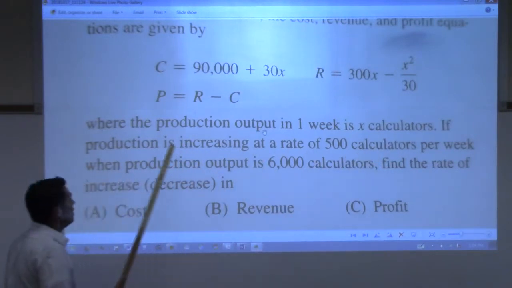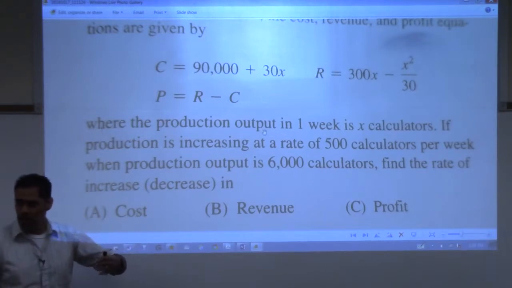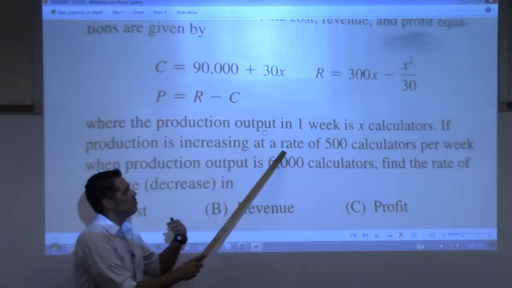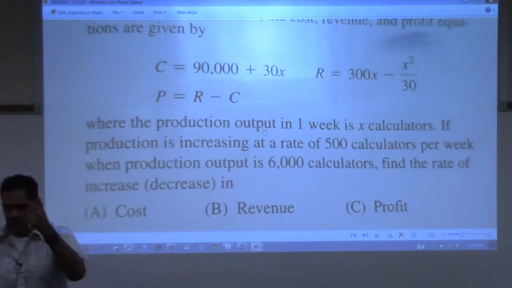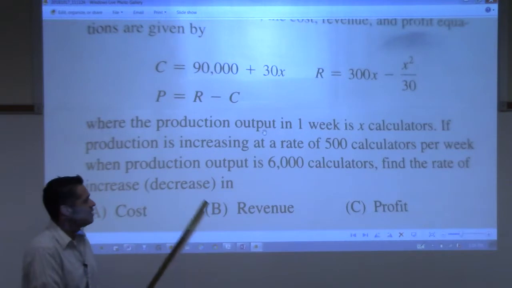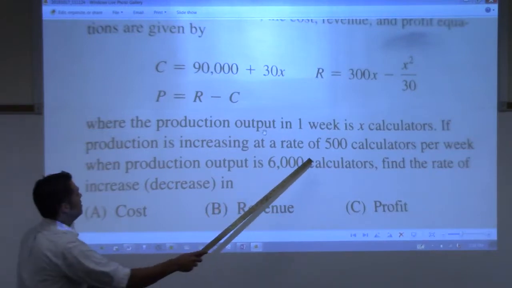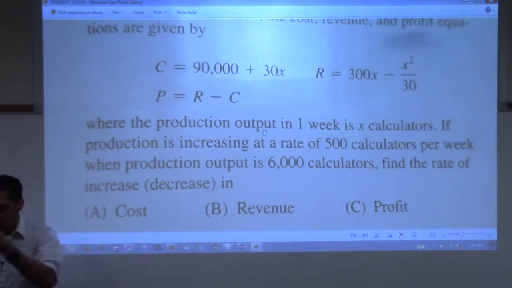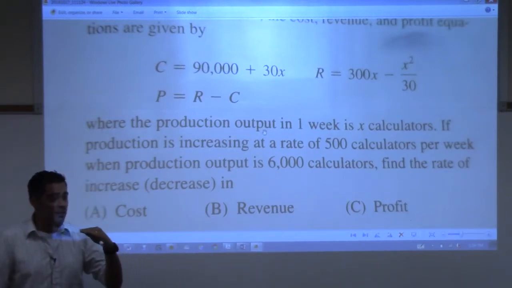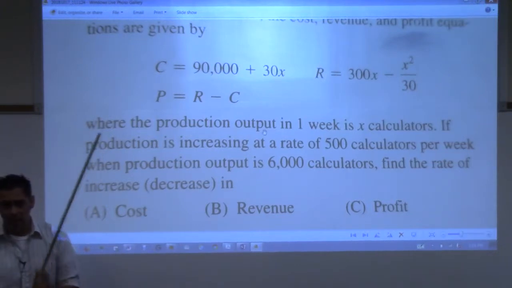If production is increasing, so production is how many calculators we're making, right? If we are going to increase that rate by 500 calculators per week. So we're like, turn up the machines, crack the whips on the employees, whatever it takes. We need more calculators per week. We're going to increase it by 500 calculators per week. And we're doing that when production is already 6,000 calculators. So it's like my employees are making 6,000 calculators a week right now. And I'm going to go in there and we are increasing the production by 500 calculators a week, right?